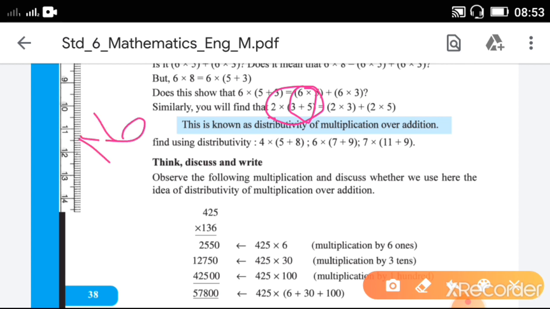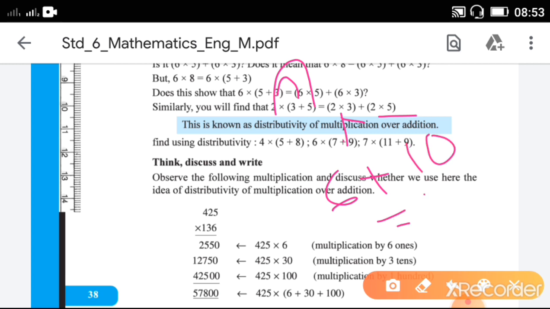Or else you can multiply this 2 with 3 and with 5 also. So 2 into 3 plus 2 into 5. Here you can see 2 3s are 6 plus 2 5s are 10. You will get the same answer. So that is the property of distributivity of multiplication over addition.